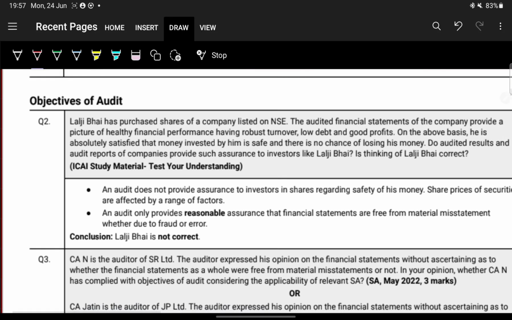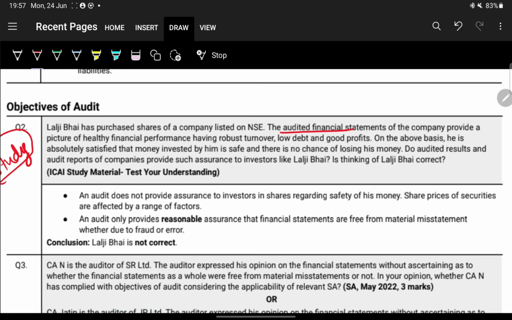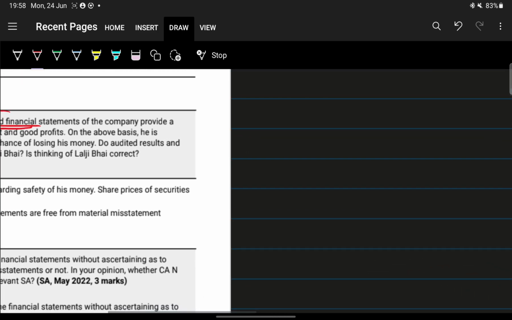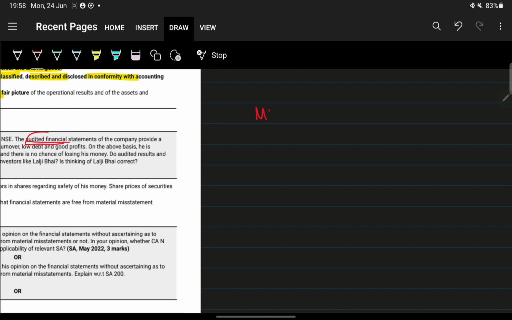This is largely based on the study mat. I've covered it in the previous video. So basically what he says is he relies on the financial information and thinks that this audited financial statement gives him assurance, and he's absolutely satisfied the money invested by him is safe, right? So obviously that is wrong. What did we discuss yesterday? We discussed that market price of share are dependent on various factors, right?